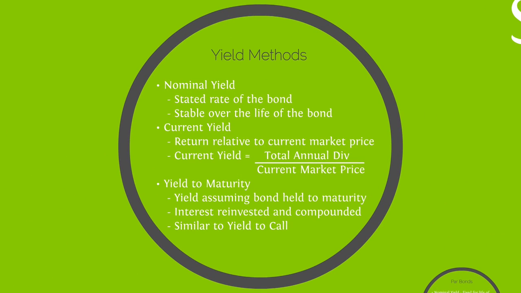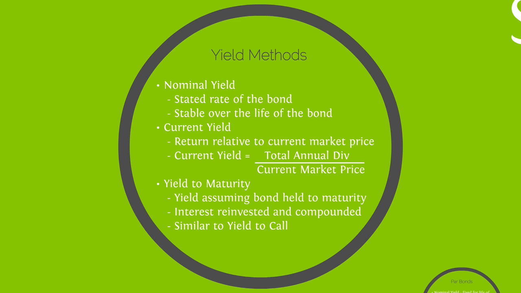There's different types of yield methods to calculate the return of a bond. The nominal yield is just the stated rate of the bond, the coupon interest rate, let's say 5% payment that's made over the life of the bond, and this won't change at all over the life of the bond. The current yield tries to relate that payout to what the current market price of the bond is, and we can see the formula is the total annual dividend or interest payments divided by the current market price.